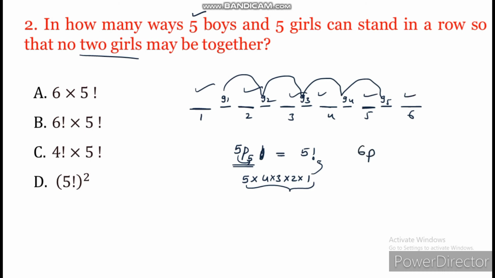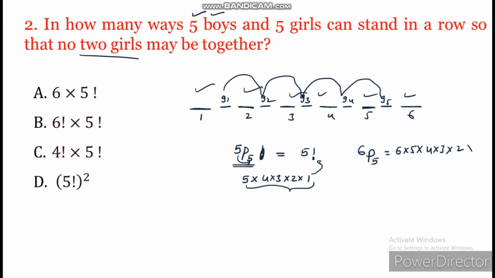6 places. But how many boys we have actually? 5 boys. So 6P5. Out of 6 places, 5 boys are selected. I mean 5 places are selected. In those 5 places, the boys are arranged or the boys will stand. Right. That means 6P5. What's that? 6, 5, 4, 3, 2. Starting from 6, I write 5 numbers.